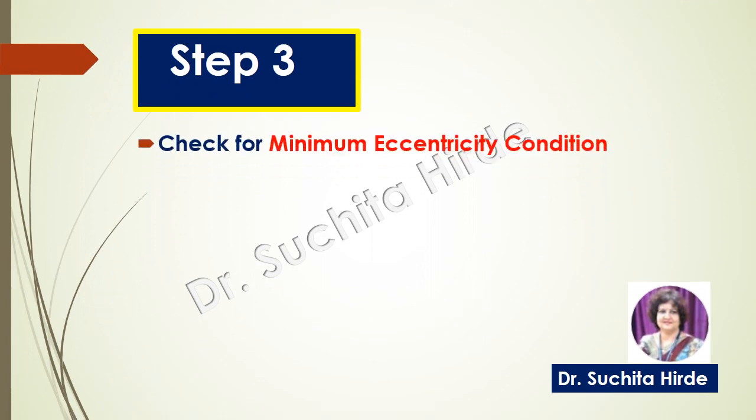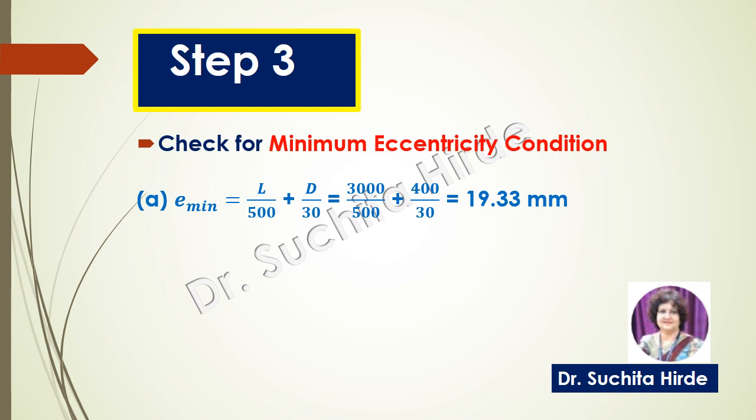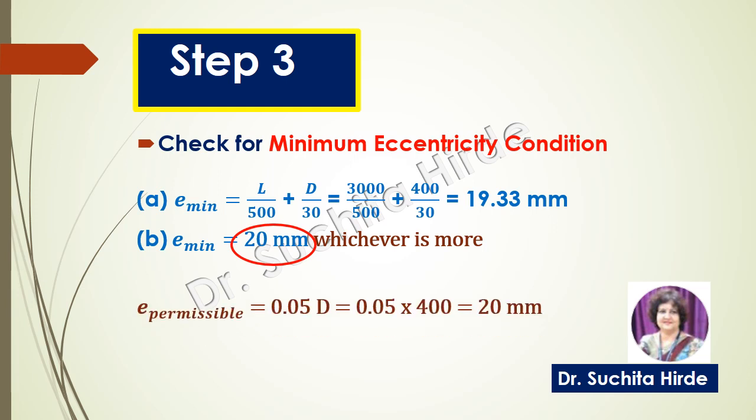Step number 3 is to decide whether we can design this column as axially loaded column. That is, check for minimum eccentricity condition. As per IS code, e min is equal to L by 500 plus D by 30. L is length of column, which is 3000 millimeter, and D is diameter of column, which is 400 millimeter. If you calculate this, you will get 19.33 millimeter. Second condition is 20 millimeter. Out of this, whichever is more. So 20 millimeter is more, therefore e min is equal to 20 millimeter.